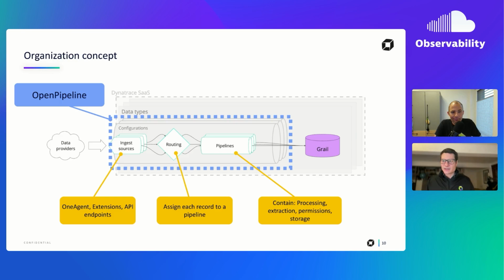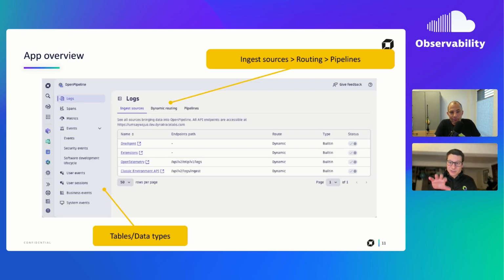Okay, then let's start looking into the application. This is how this concept is represented in the OpenPipeline application. On the left side, you see all the data types that we support, and this is already quite a long list, but it will get even more extensive. OpenPipeline will cover all the data types that are coming into Dynatrace.